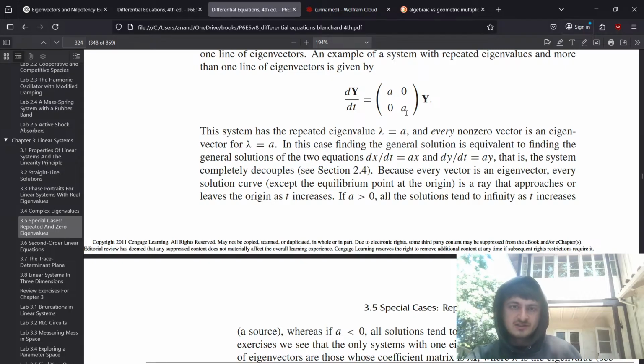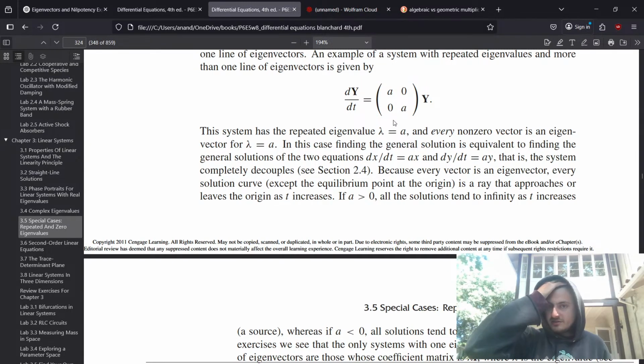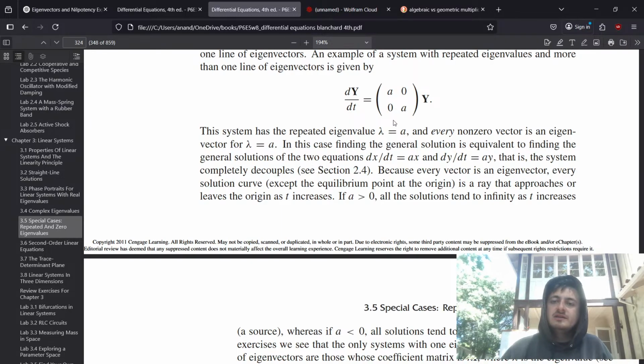Every non-zero vector is an eigenvector. Every vector is, because the zero vector you're going to get... I'm pretty sure the zero vector is also. Oh, you know why? No, because by definition we don't consider zero vectors eigenvectors. Okay.